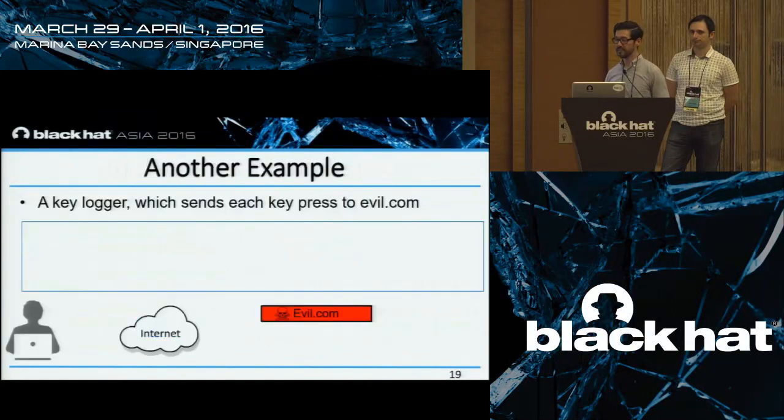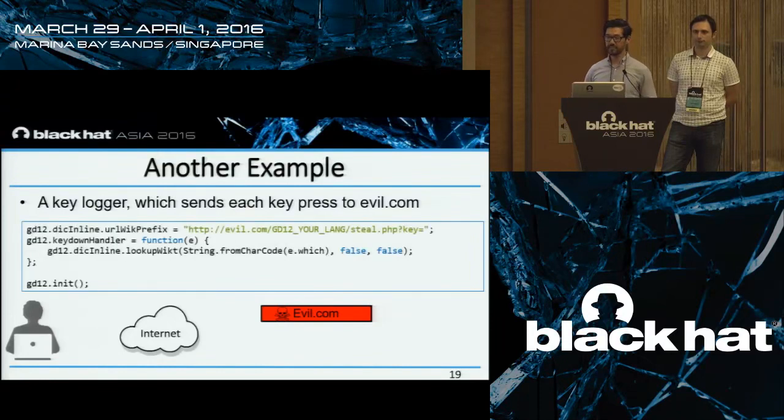Just as another example to demonstrate some generality, let's imagine that we want to implement a keylogger, which is going to send every key press that the user makes in the browser to evil.com. How can we do this? Well, fairly straightforwardly. This is an example of using another real extension that anyone can download and install from the Mozilla App Store. So here, this is an extension that provides a dictionary or Wiktionary lookup service.